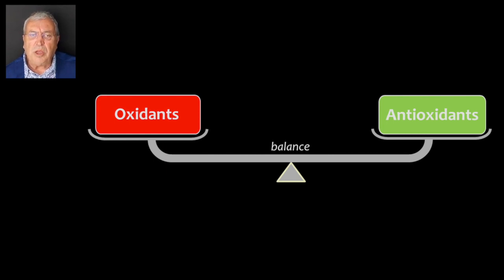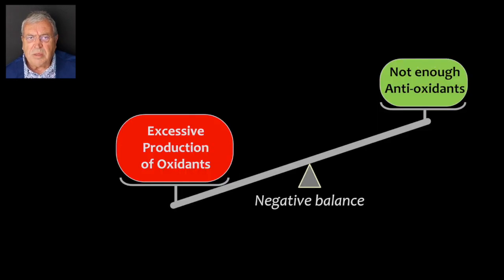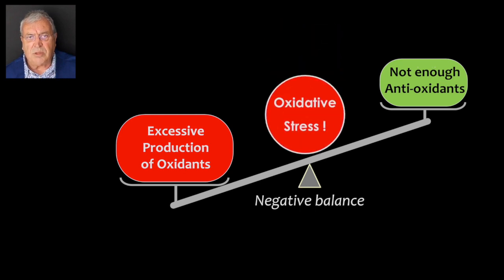We produce oxidant continuously during the redox reactions, which are mandatory for life. And then we need to produce the same amount of antioxidant. We need to be in balance. But sometimes we can't, because we produce too much oxidant, or we don't produce enough antioxidant. The balance is negative and it's named oxidative stress.